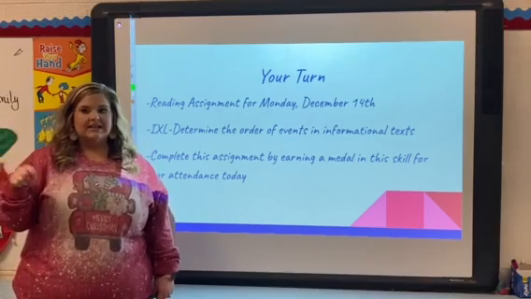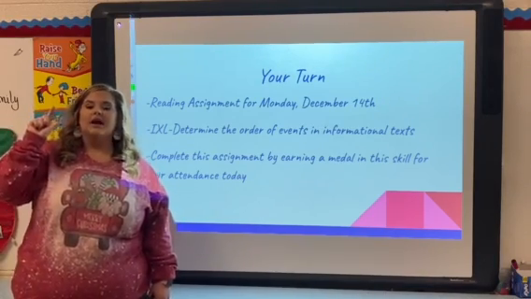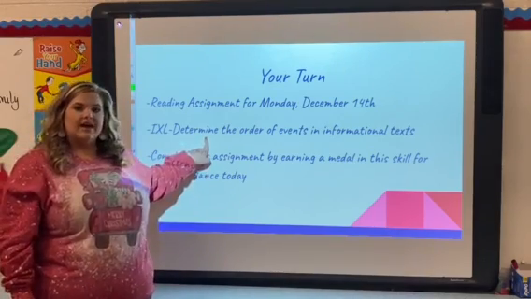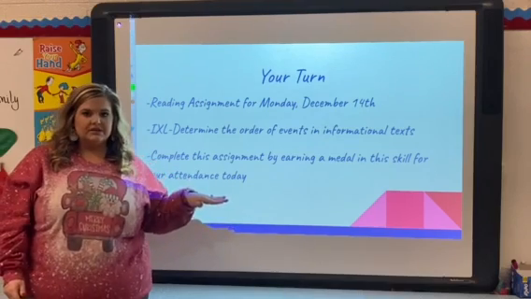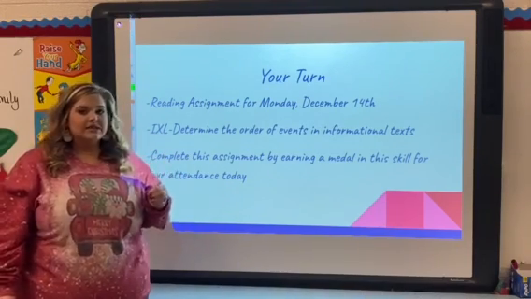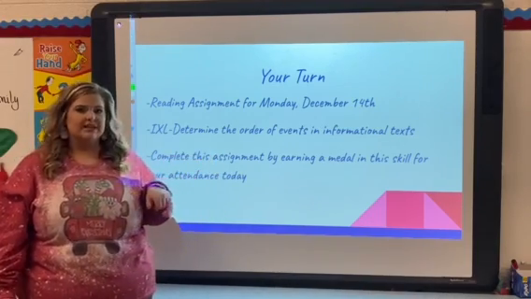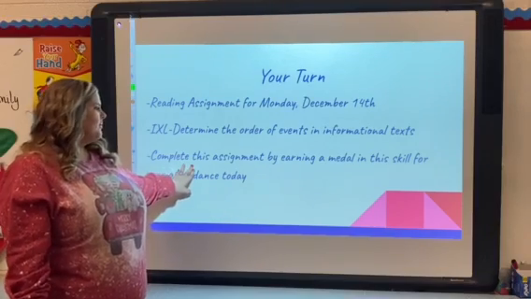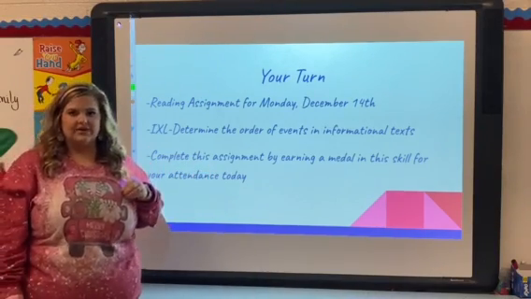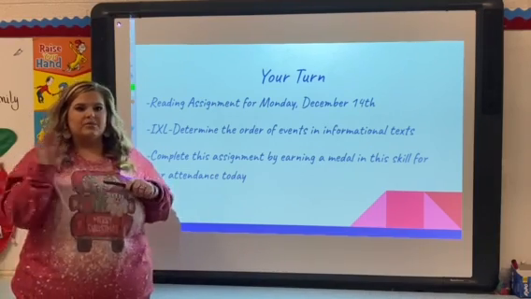Once you've signed in, at the top right-hand side, you see that big yellow star with the skills that we're working on. This is one of the skills that we've added. I took away all the other skills so that it's easy for you to see what to work on today. So the only thing you have to work on is determine the order of events in informational texts. Now, I need you to hop on, and you've got to earn a medal to be counted present today, okay? Shouldn't take you long, maybe 15 or 20 minutes to hop on and practice that skill.